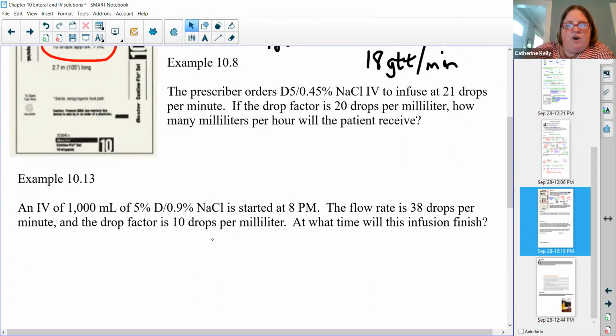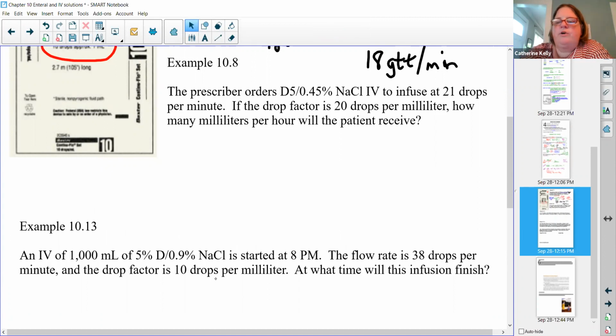Okay. The prescriber orders dextrose 5% in 0.45% NaCl, sodium chloride, through an IV to infuse at 21 drops per minute. If the drop factor is 20 drops per milliliter, how many milliliters per hour will the patient receive?